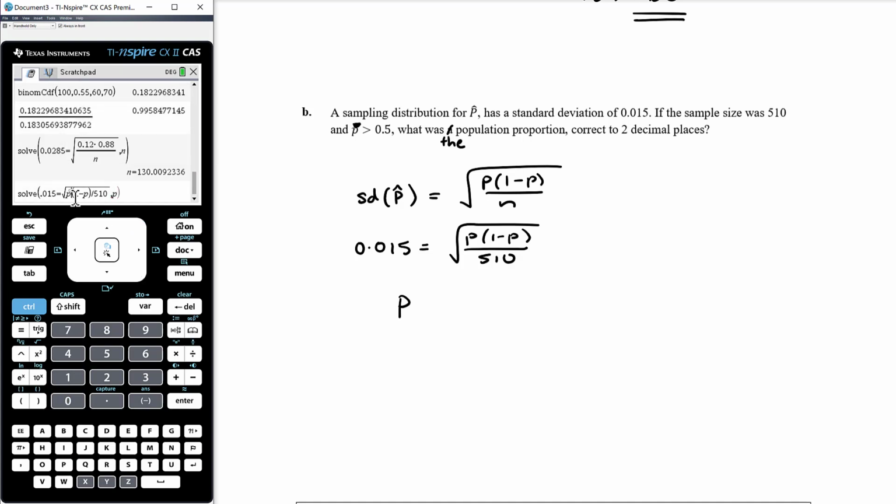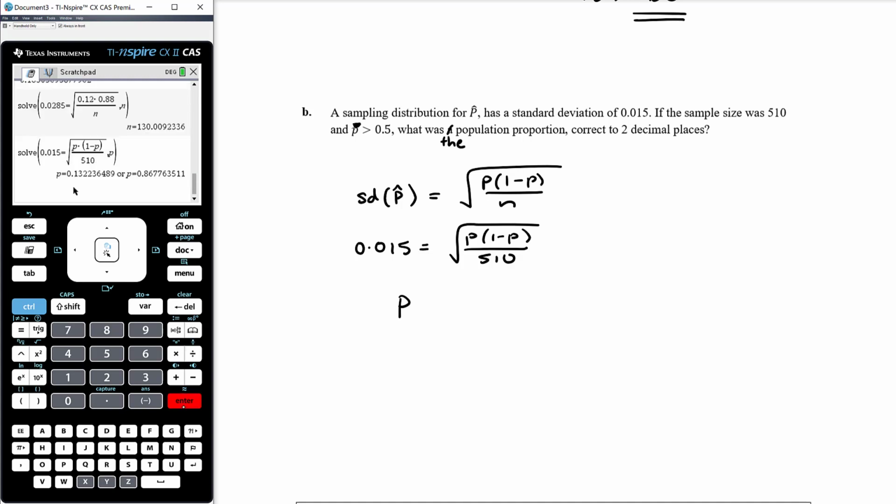And that's in there. Okay, and we know that p has to be bigger than 0.5, and so therefore p is approximately, to 2 decimal places, 0.87, since p is bigger than 0.5.